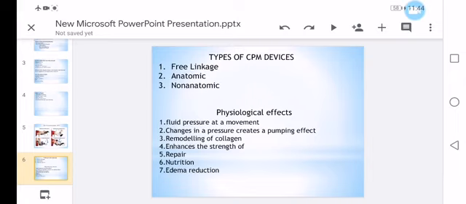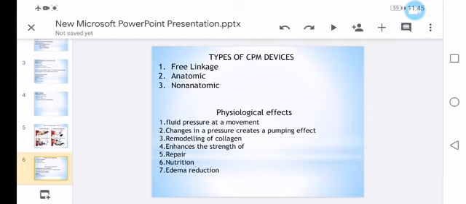Anatomic design mimics the natural motion of the involved joint and the proximal joints. It is most suitable for the knees. Non-anatomical design does not attempt to replicate the natural joint motion, and compensatory movement may occur between the limb and the CPM unit.